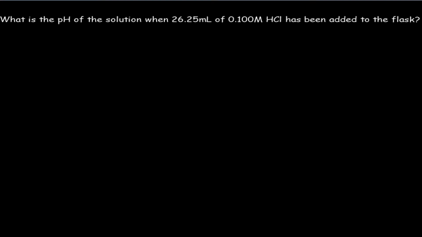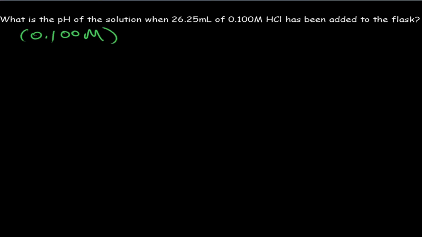All right, moving on. Let's look at our next question. What is the pH of the solution when 26.25 milliliters of 0.1 molar HCl has been added to the flask? The first thing to do is to calculate the moles of HCl being added. So, moles can be calculated by molarity multiplied by volume.